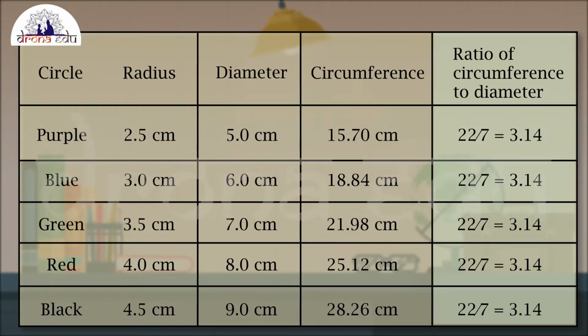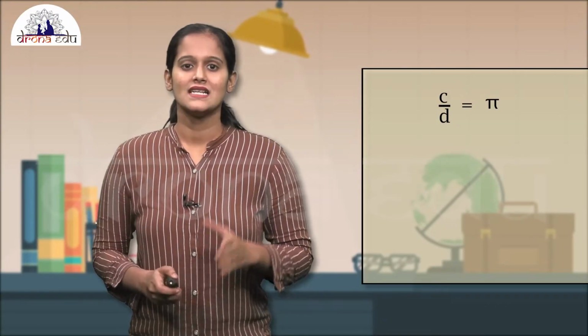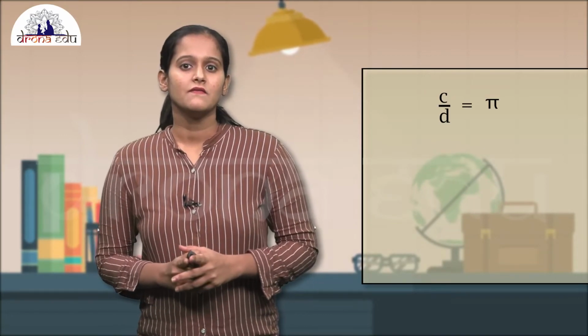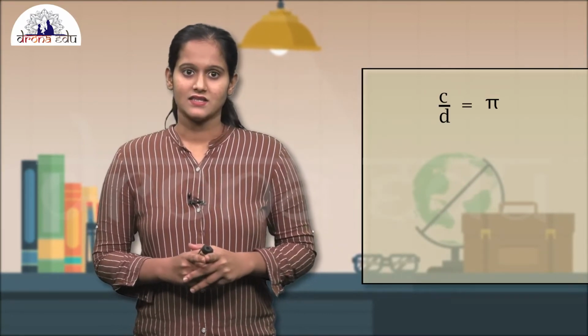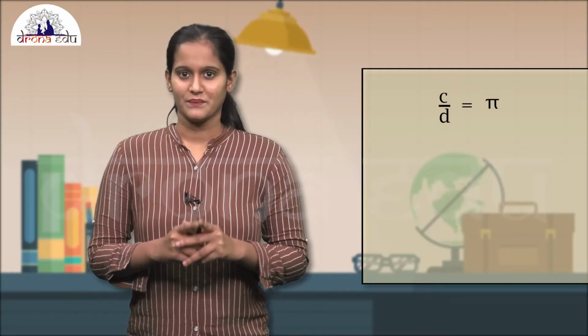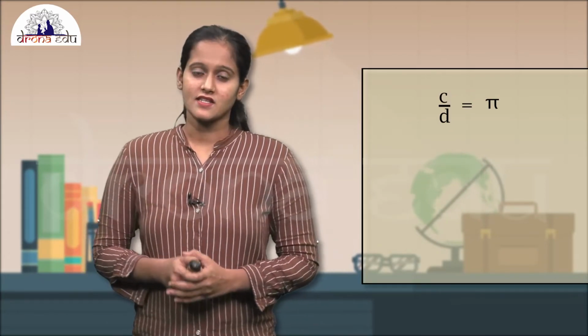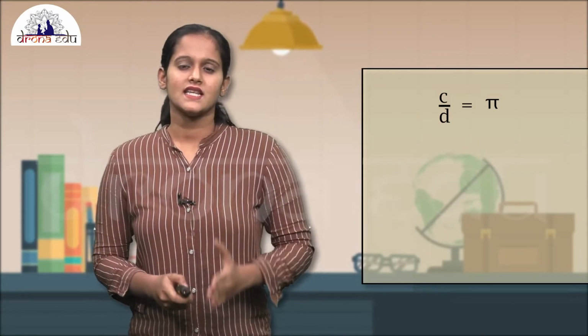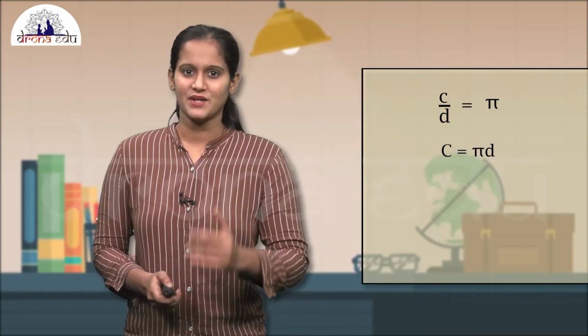It's a constant value which is 22/7 or 3.14. So this can be denoted by the Greek letter pi. So we can see that C by D is equal to pi, where C represents the circumference of the circle and D represents the diameter. Or we can say that C is equal to pi times D.